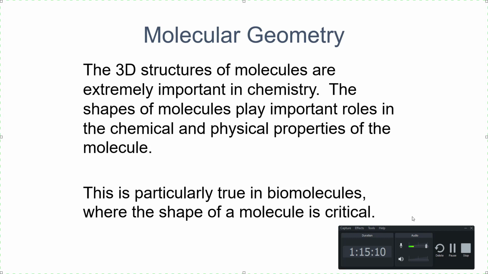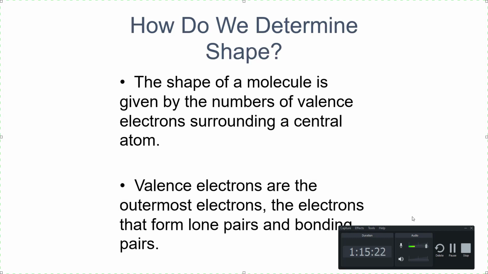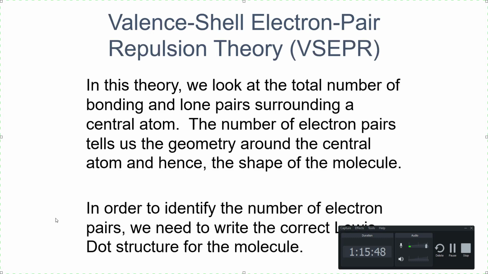How do you get the 3-dimensional structure of molecules? You get them by getting the 3-dimensional structure of the atoms that make up the molecular structure. So how do we determine shape? The shape is going to be given by the number of valence electrons. And remember, what are the valence electrons? The valence electrons are the outermost electrons. That's what we've been writing when we've been doing Lewis dot structures, if that hasn't quite hit you yet. Great. What do we use? We use VSEPR theory, valence shell electron pair repulsion.